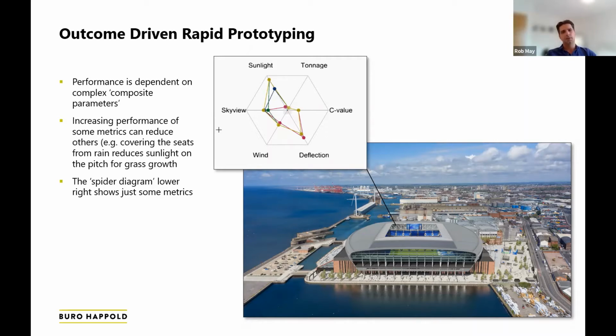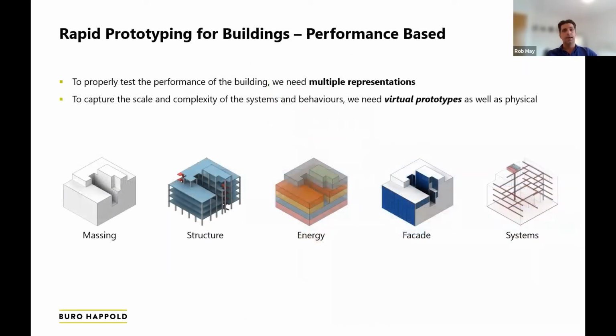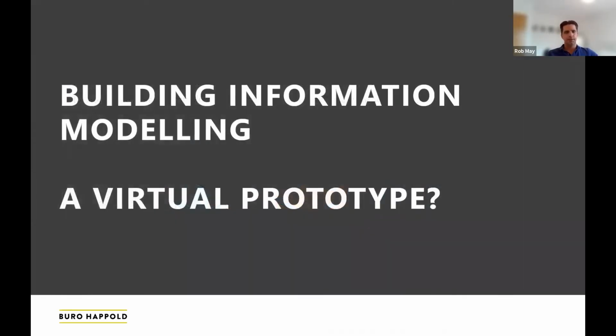And it's not a simple equation. Covering more of the seats for rain means that you reduce sunlight on the pitch for grass growth, for example. So it's not a simple equation to solve. Therefore, it needs to be something that has multiple representations. There are various different analytical models and processes that all need to fit into one thing to give us a virtual prototype, as well as the physical representations. They all give us a small piece of the picture.